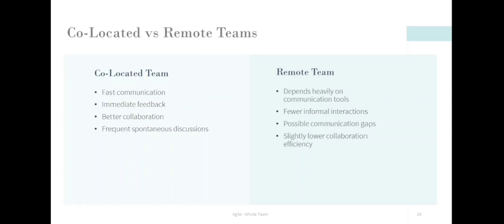This table compares the two approaches. Co-located teams enjoy faster communication, immediate feedback, and stronger collaboration. Remote teams depend heavily on digital tools, have fewer informal discussions, and may experience communication gaps. While remote work is effective, co-located teams generally collaborate more efficiently.